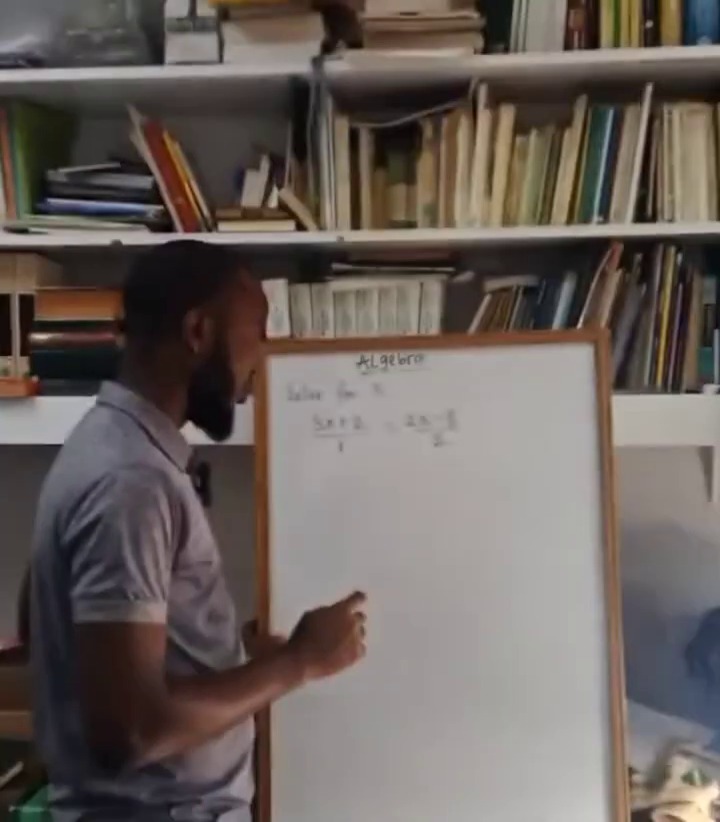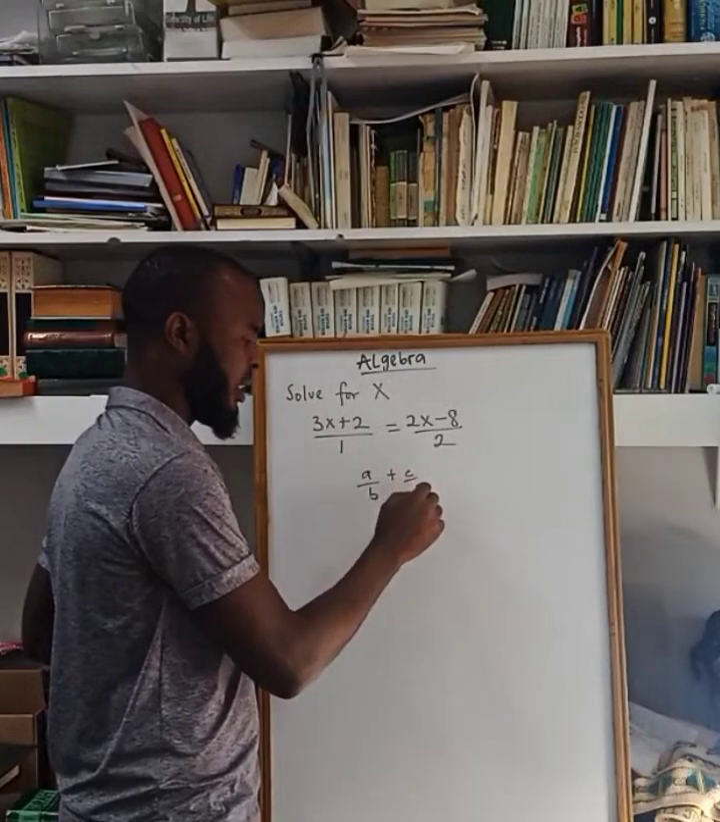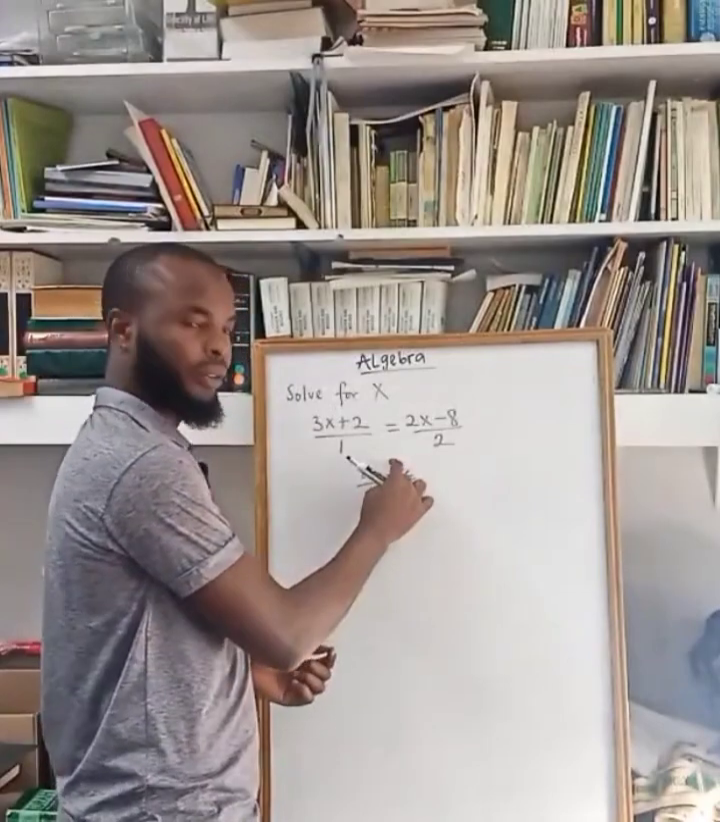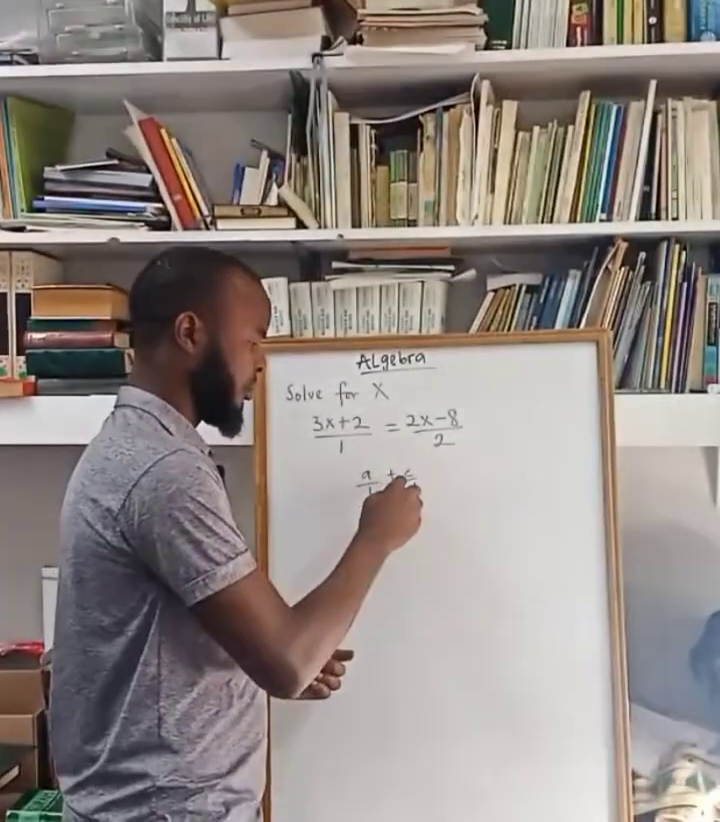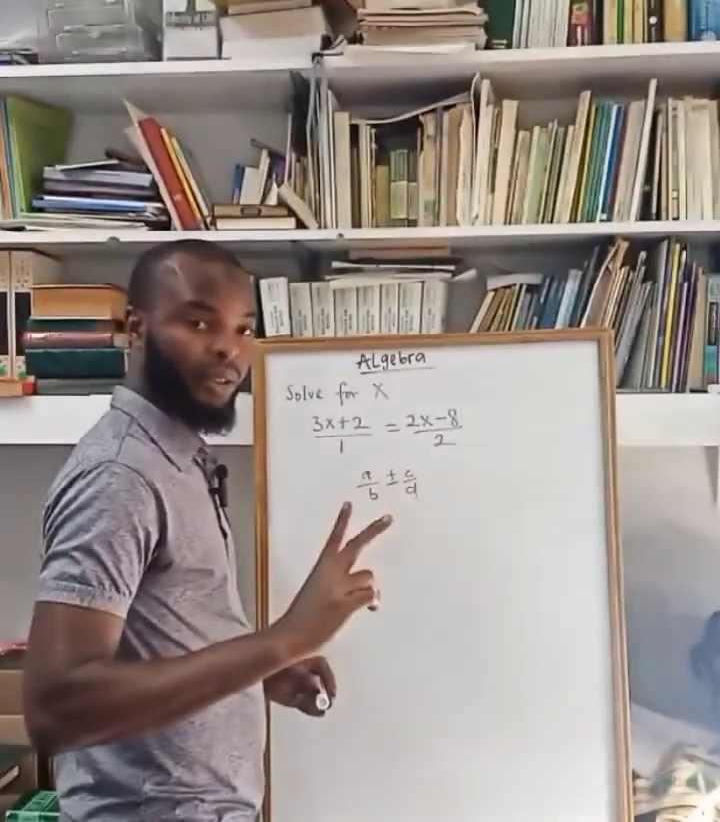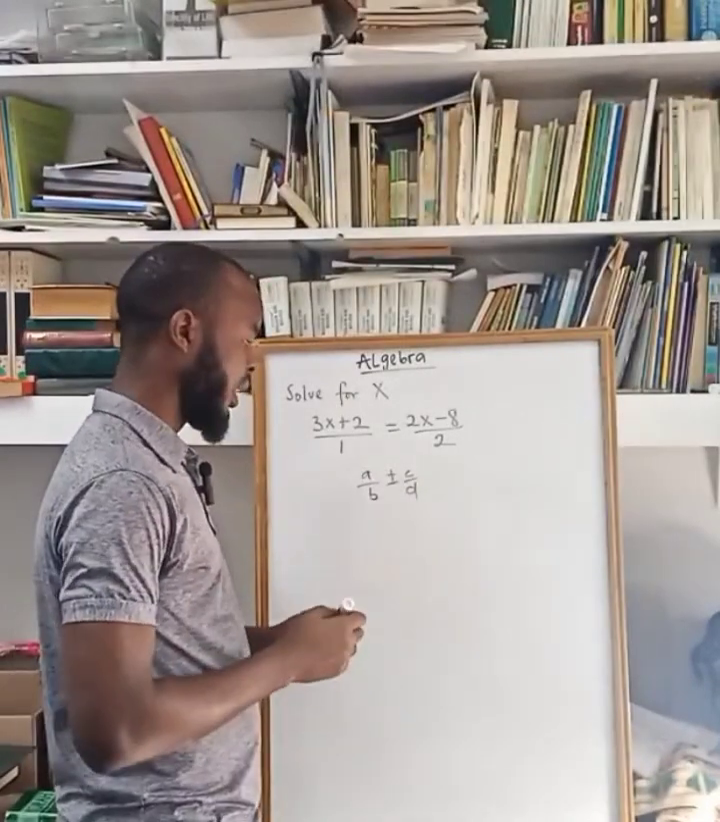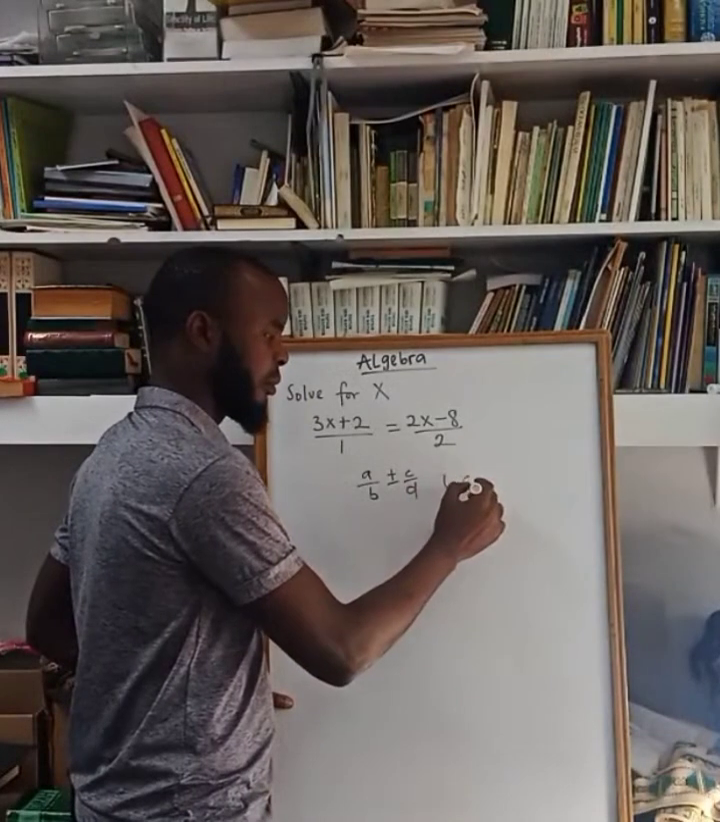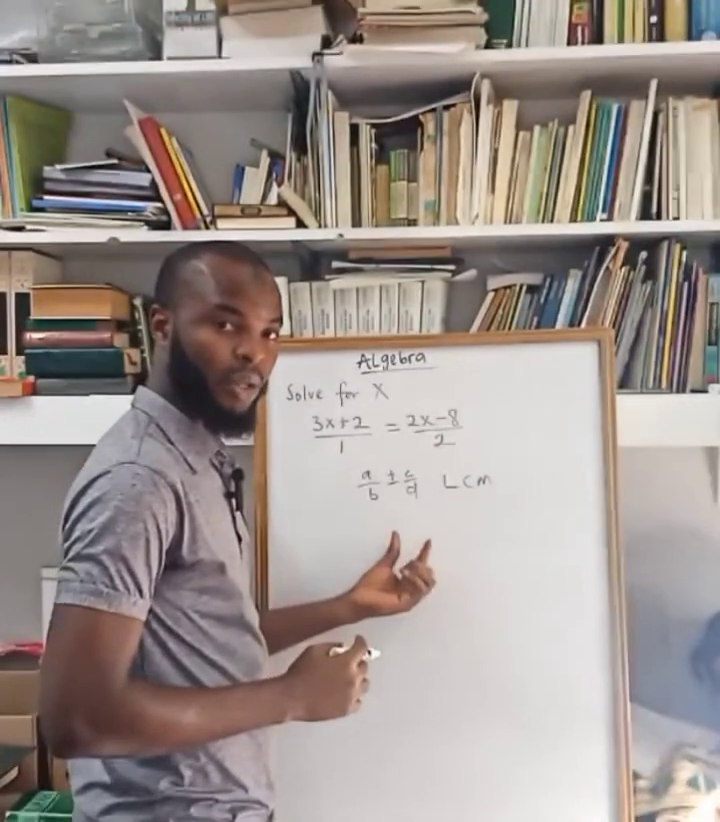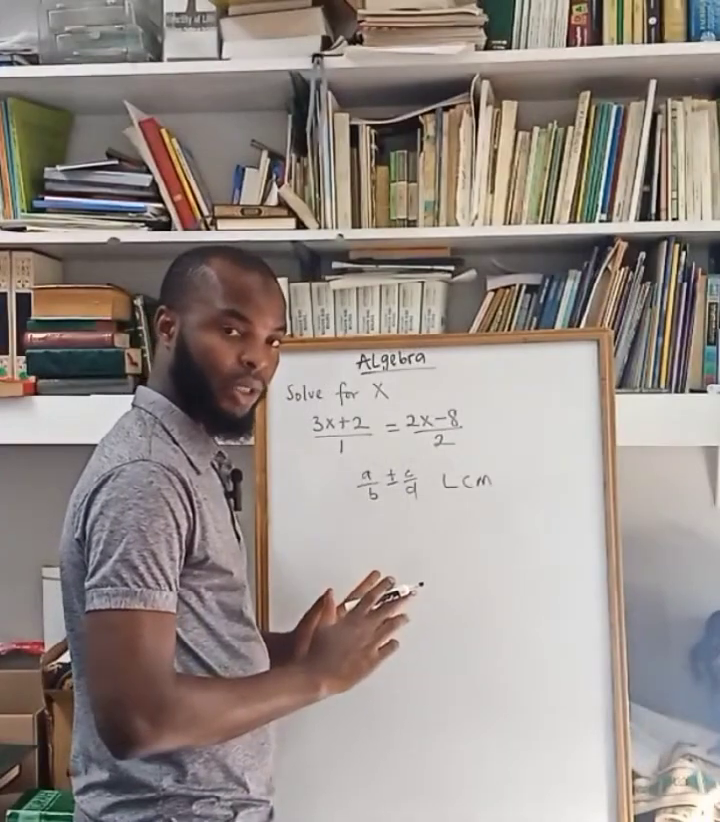Now, take for instance, we have a fraction. We have a over b plus c over d. When you have two fractions separated by addition or subtraction, either one of the two, the first thing you need to do, you can use two methods. The first one is to find the LCM, which is known as the lowest common multiple. Or you multiply both sides by the common multiple. That's the alternative way of doing this.